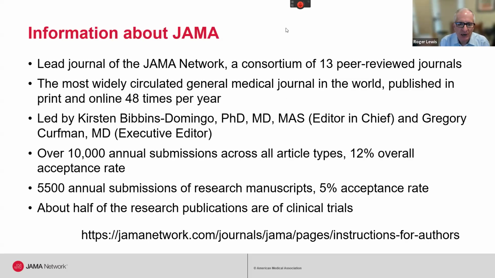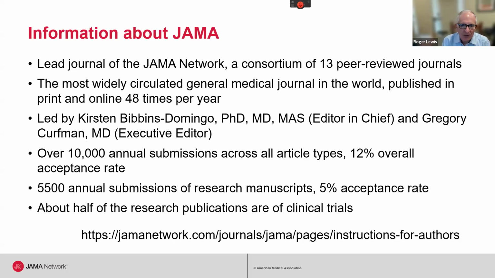So this is the perspective of a high volume general medical journal. JAMA is a part of a network of journals, just like Lancet and some others have networks of journals. It's published weekly, which means there's a lot of turnover and rapid review of things. And just to give you an idea of the bottom line characteristics of the peer review process, there's approximately 10,000 submissions of something. That includes letters to the editors, editorials, all sorts of types. And of those, the overall acceptance rate's 12%.